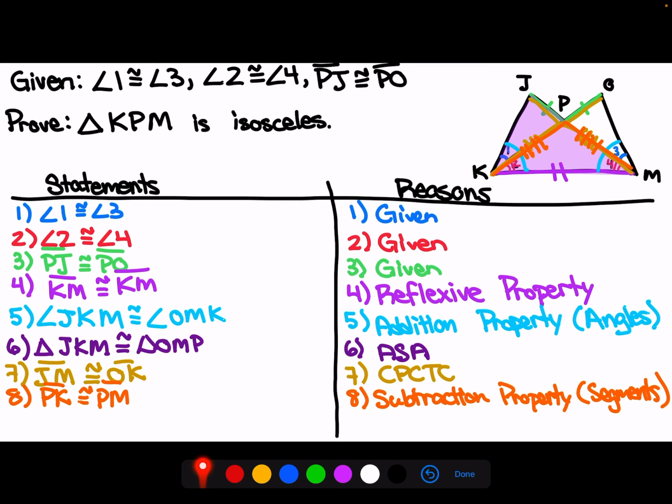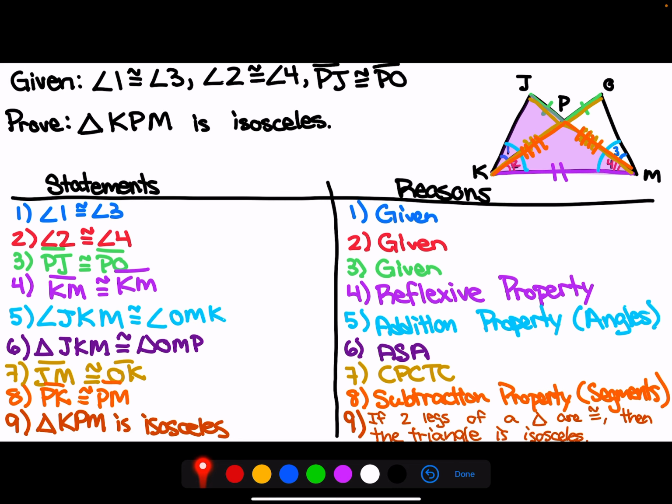From here, well, that was our goal. Our goal was to show that these two side lengths were congruent, because if they were, then we can say that triangle KPM is isosceles. Because if two legs of a triangle are congruent, then the triangle is isosceles. And with that, this proof is finished.